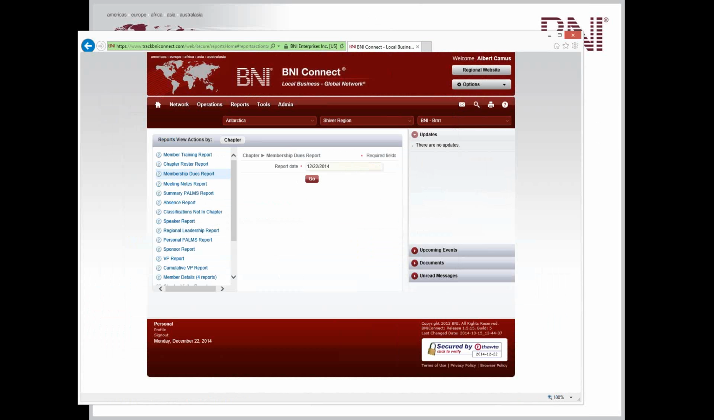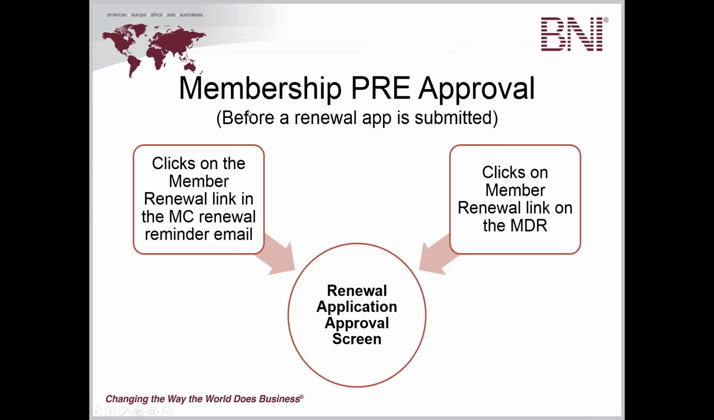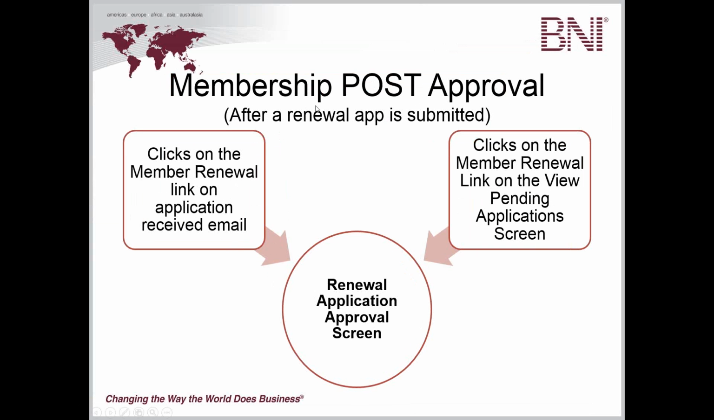Okay, there's also the post-approval process, meaning, for example, when Harvey Keitel has already submitted his application. Now we need to approve him after the fact. So let's take a look at how that works. So again, this was the pre-approval. The pre-approval is always done through the email link or through the membership dues report. Now let's look at the post-approval, so after a renewal application is submitted.